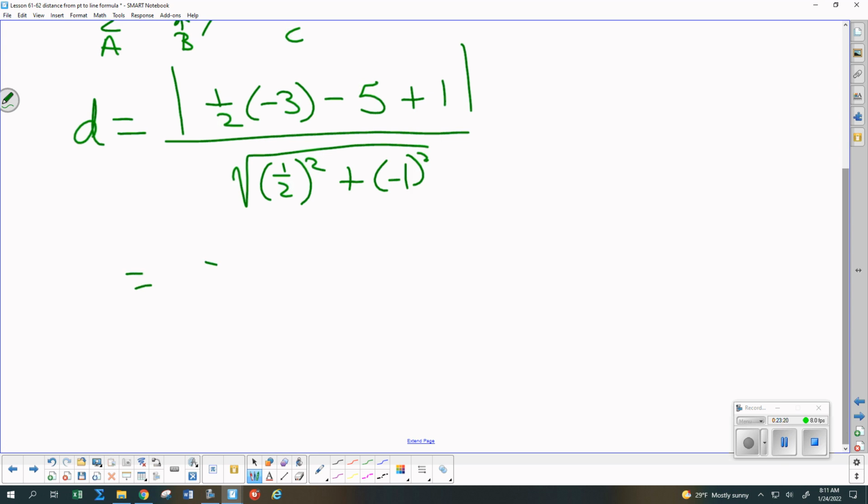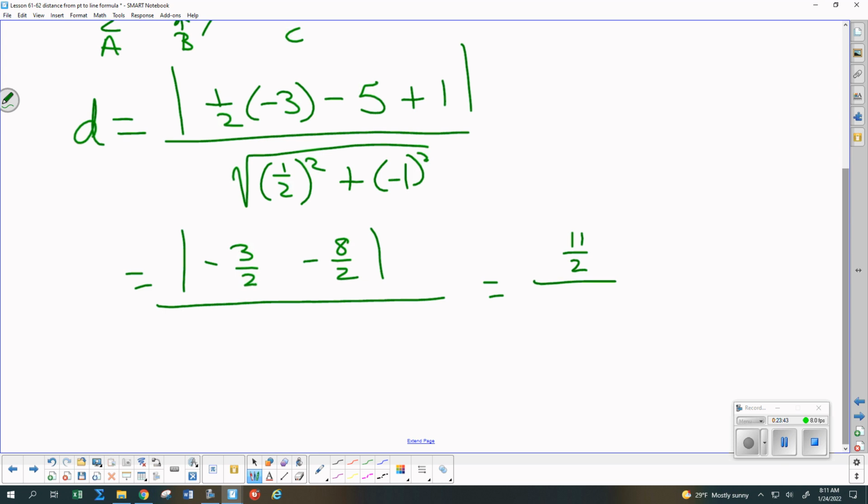So that means negative 3/2 minus 4, so minus 8/2 in my numerator. Is that making sense to everybody? So negative 11/2. Absolute value of that is going to be positive 11/2. Or positive 5.5 if you'd rather do it with a decimal.